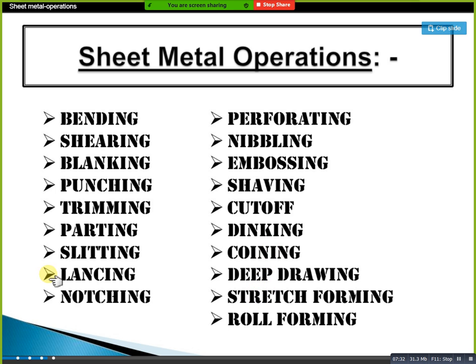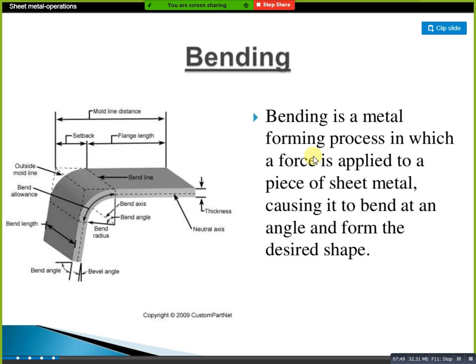What is bending? What is shearing? What is blanking? What is punching? What is trimming? What is parting? Okay, first of all, bending. Here we have the bending operation. Bending is a metal forming process in which a force is applied to a piece of sheet metal.